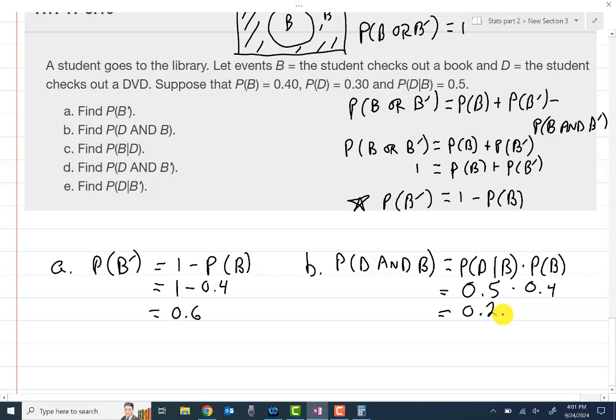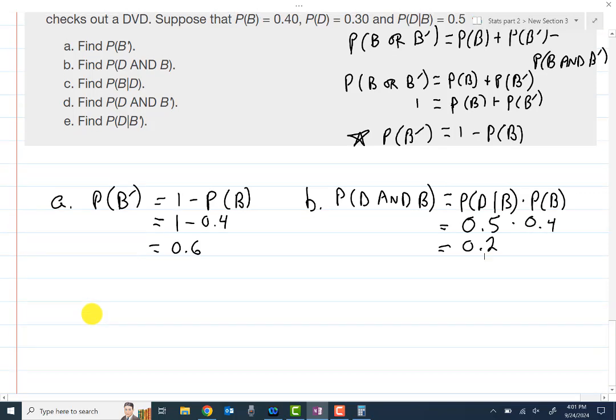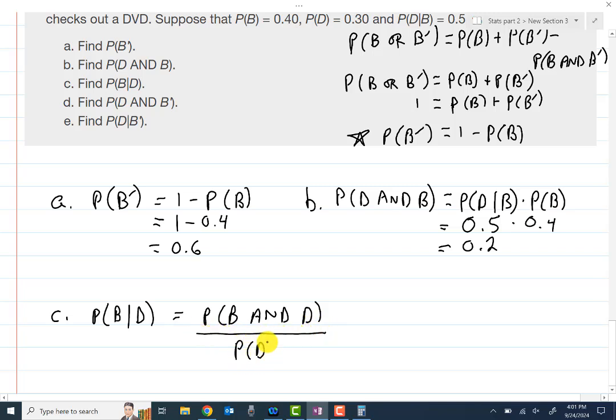What you're going to notice here is that the way you work these problems is you need this one to solve the next one, things like that. They kind of work as you go. P of B given D, so now we're switching those. Well, let me write the formula for it. That equals P of B and D divided by the probability of D. Let me see if I have all this. We just did this one, 0.2. And the probability of D is 0.3. And so I'll write this to 6 decimal places.